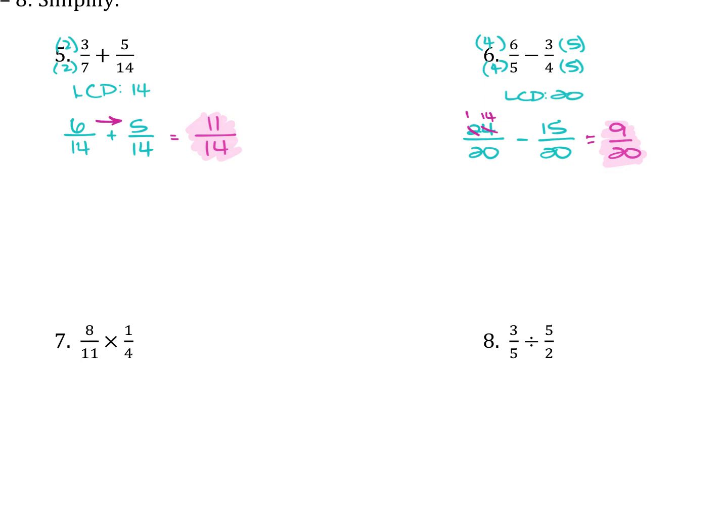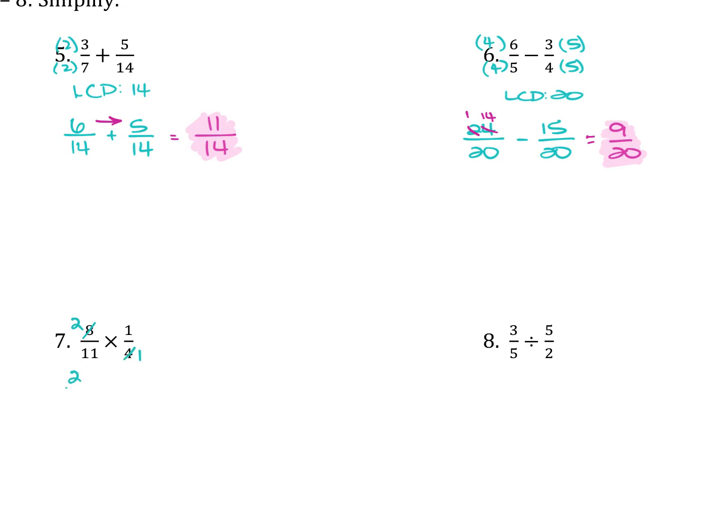For number 7, we have 8 over 11 times 1/4. Now, I like to cross simplify before I multiply, so that I'm not working with larger numbers. If I do so, the 4 and the 8, since they're diagonal from one another, share a common factor other than 1, which is 4. So you can divide both the 8 and the 4 by 4. The 8 would become 2, the 4 would become 1.